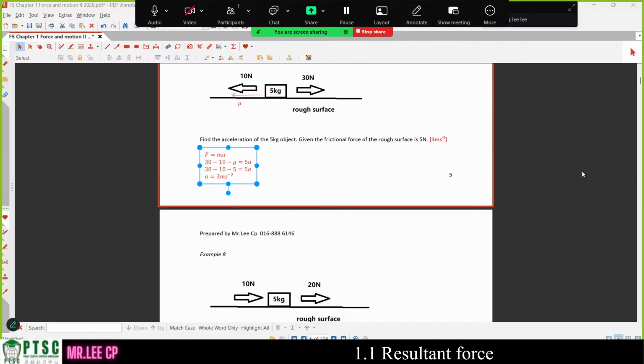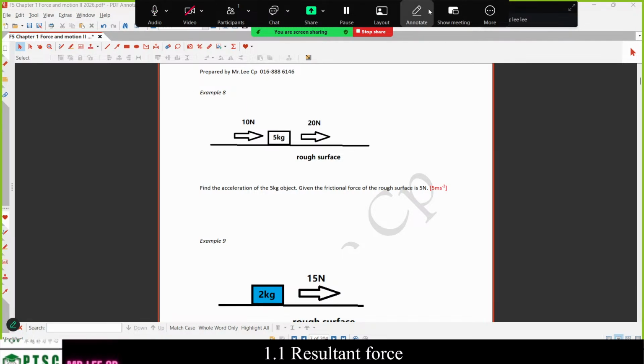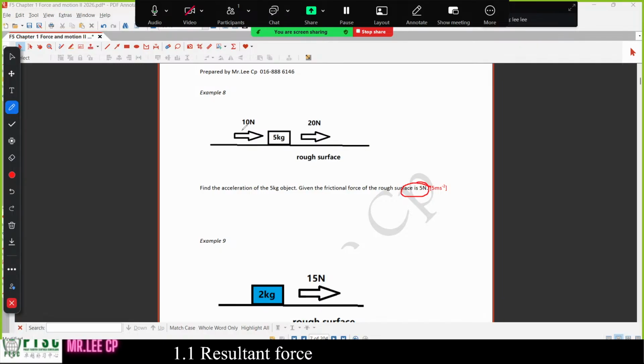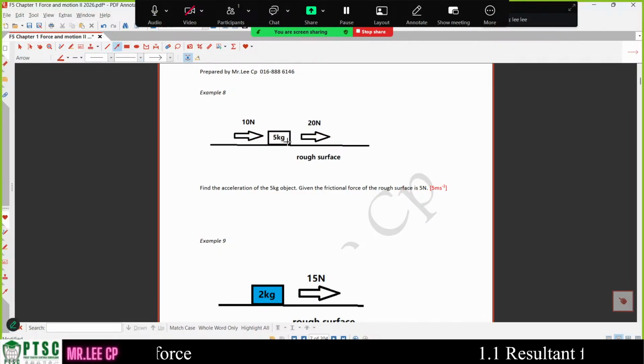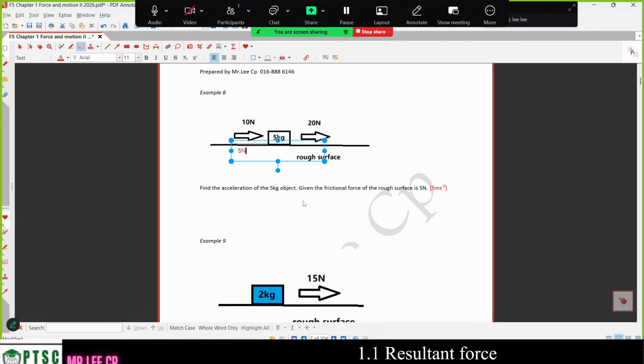Okay, now, next one, example number 8. You got 10, you got 20. Both are going to the right with a rough surface. The frictional force here is 5 Newton. Because this one goes to the right and this one goes to the right, my frictional force will go to the left. So I label my frictional force first. I just write 5 Newton frictional force, I don't want to write mu already. You know it already.